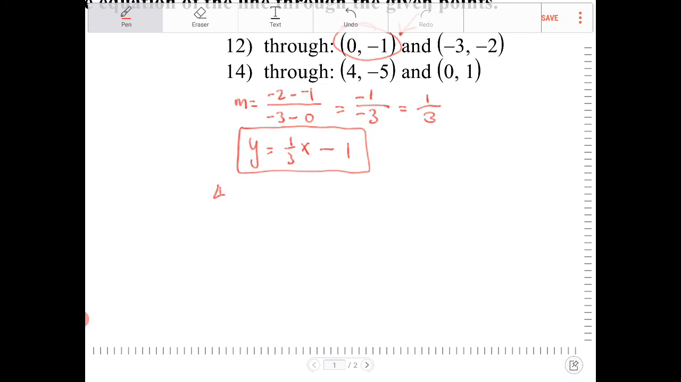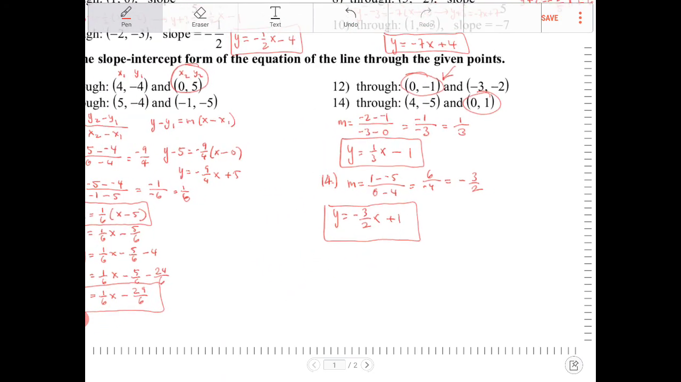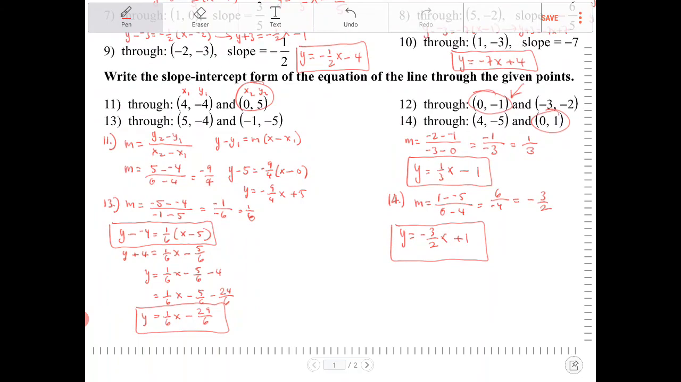Let's do number 14. Again, find the slope first, and immediately I know that the point (0, 1) gives our y-intercept. So m is equal to 1 minus -5 all over 0 minus 4, which is equal to 6 over -4, or reduces down to -3/2. Our equation, therefore, is y equals -3/2 x plus 1. And there you have it.